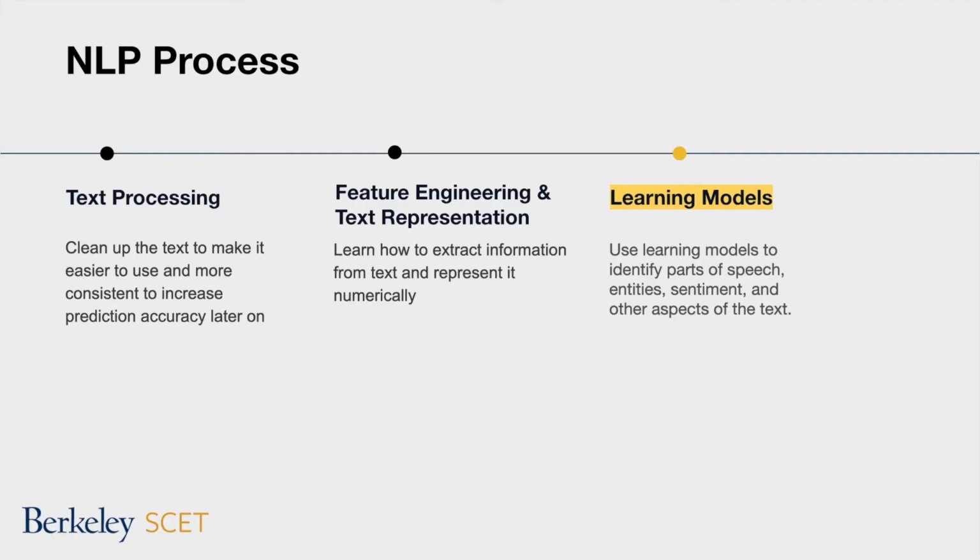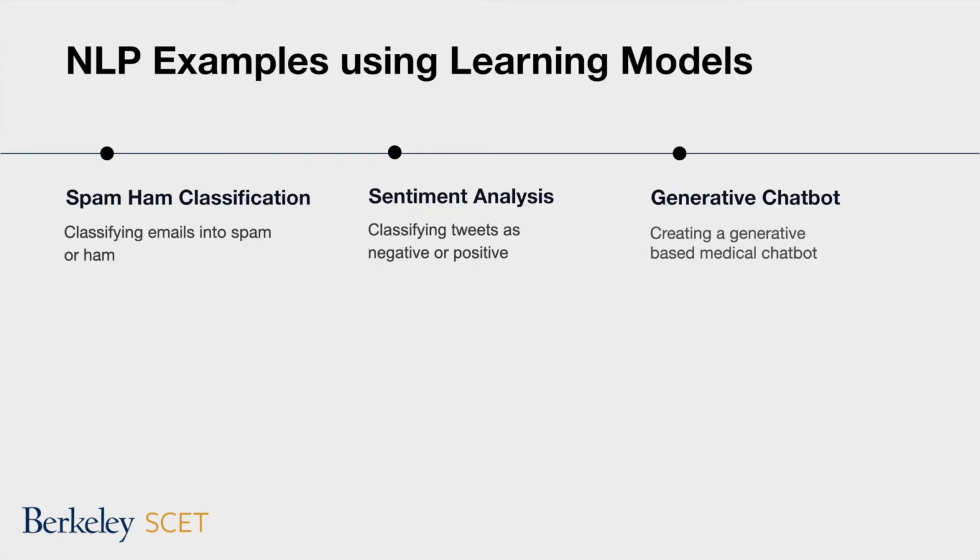So today in the learning model section, we're going to dive into specifically NLP examples, since you guys already covered the learning models and how to test the accuracy and whatnot. The first example that we're going to go into is spam ham classification, where we look into how to classify emails into a spam or ham category. Then we're going to move on to sentiment analysis, and we'll classify tweets as negative or positive based on the sentiment. And then we're going to be looking at a generative-based medical chatbot.